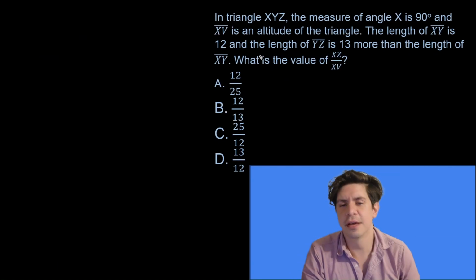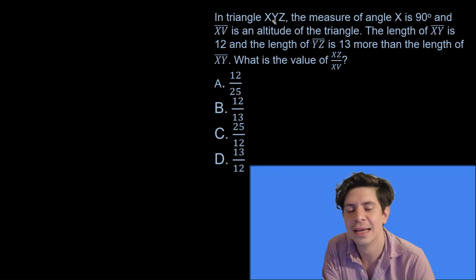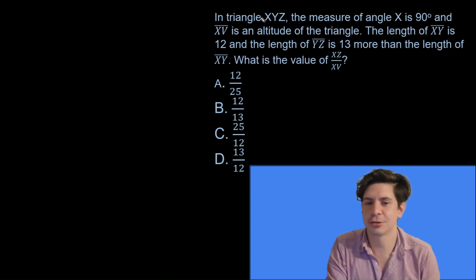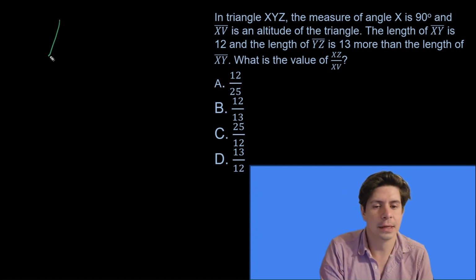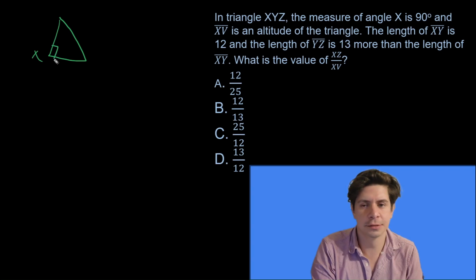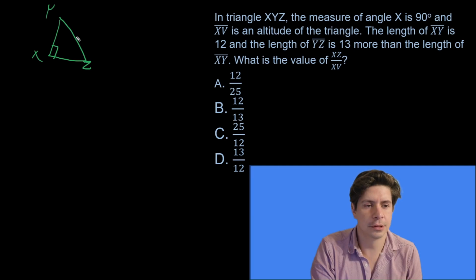All right, so we have another triangle question here. In triangle XYZ, the measure of angle X is 90 degrees, and XV is an altitude of the triangle. The length of XY is 12, and the length of YZ is 13 more than the length of XY. What is the value of XZ over XV? Okay, let's draw this out again. So this is X, it's 90 degrees, X, Y, Z, so we'll call this Y, Z, we'll call this V.